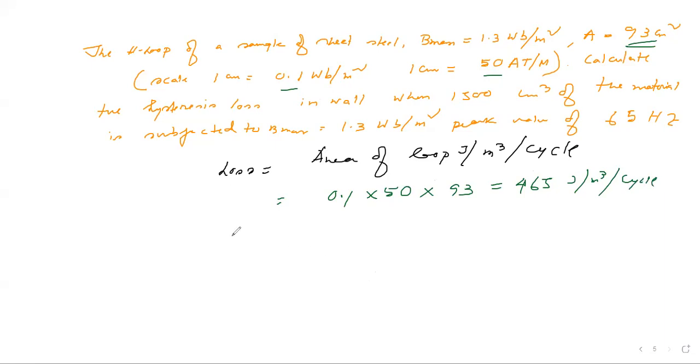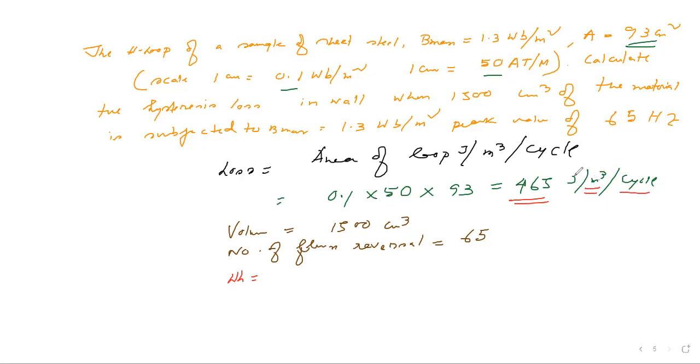Now volume is given, 1500 centimeter cube. And the number of flux reversals equals the frequency, which is 65. So the actual hysteresis loss is 465 joule per meter cube per cycle. If you multiply that by volume and by cycles, you will get the total loss.